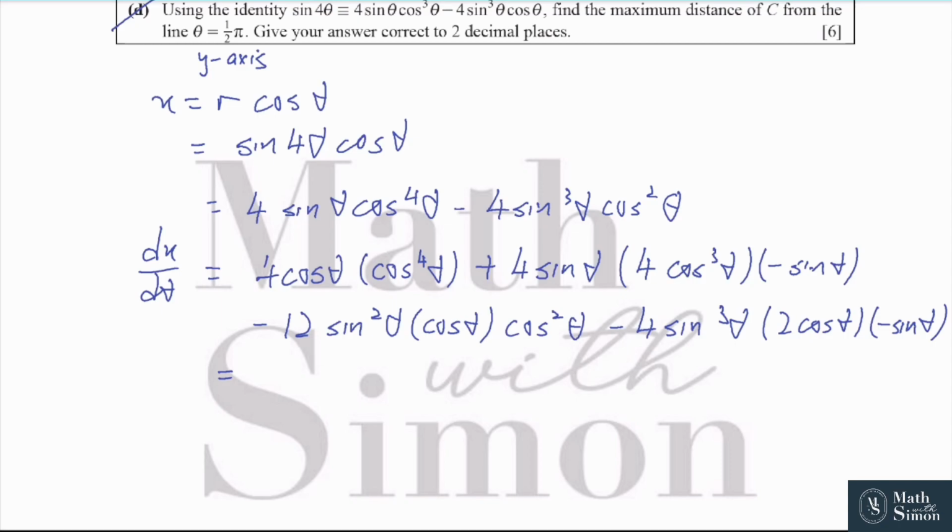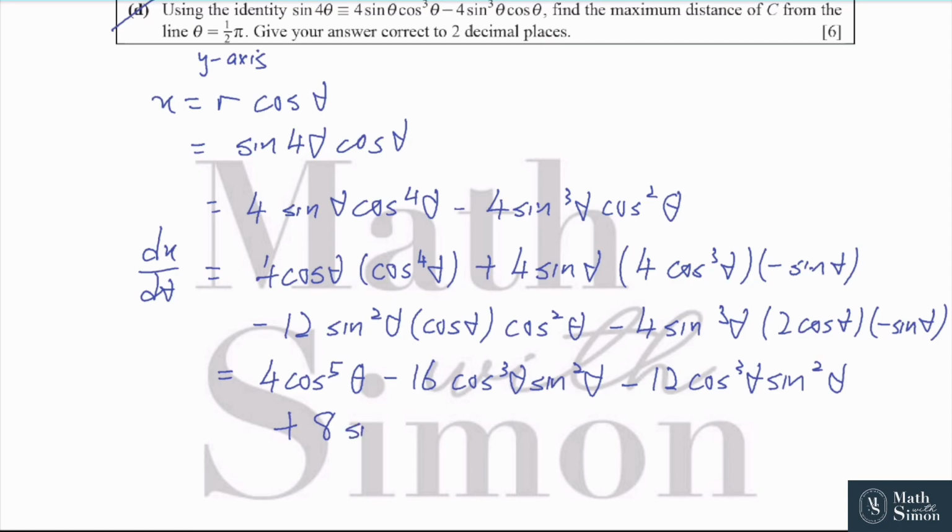So good thing, we have got everything differentiated. So we tidy up a little bit from there. Okay, so that's where we get this expression here. So we get 16 cos power 3 theta sine squared theta. The next that we get is minus 12 cos cube theta sine squared theta, and then the next one is a positive 8 sine power 4 theta, and also we've got the cos theta here.